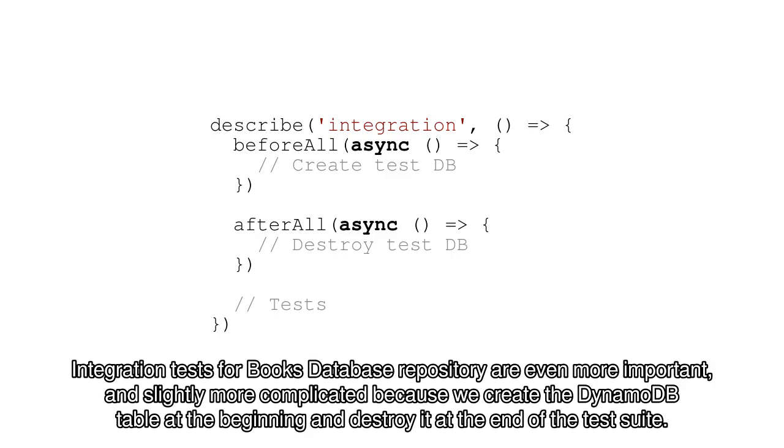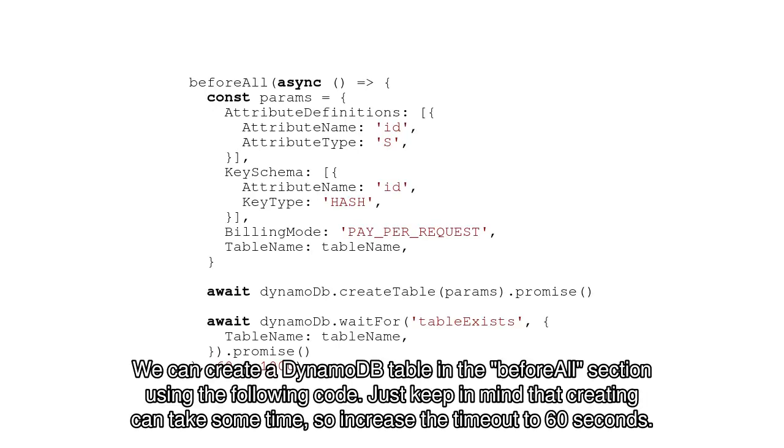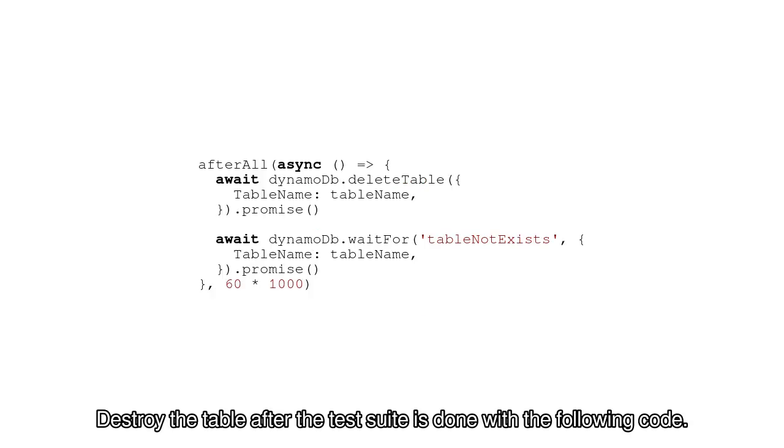Run the following command from your terminal to run your tests. Integration tests for the Books database repository are even more important, and slightly more complicated because we create the DynamoDB table at the beginning and destroy it at the end of the test suite. We can create a DynamoDB table in the Before All section using the following code. Just keep in mind that creating can take some time, so increase the timeout to 60 seconds. Destroy the table after the test suite is done with the following code.